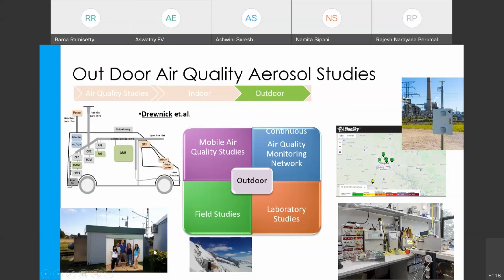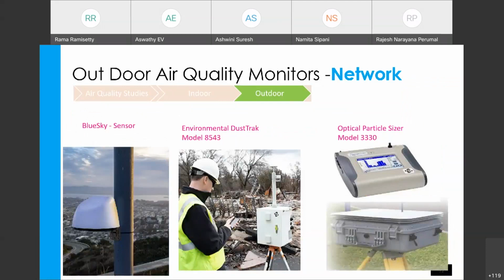You can visualize the data at different locations. Also, if you want to measure anything at the mining sites or at different locations and the high altitude sites, then you can install your equipment and do the field studies. And also you can do some laboratory studies. And for outdoor network studies, TSI does have equipment for a wide range of needs. You can say from sensors to high range research equipment.